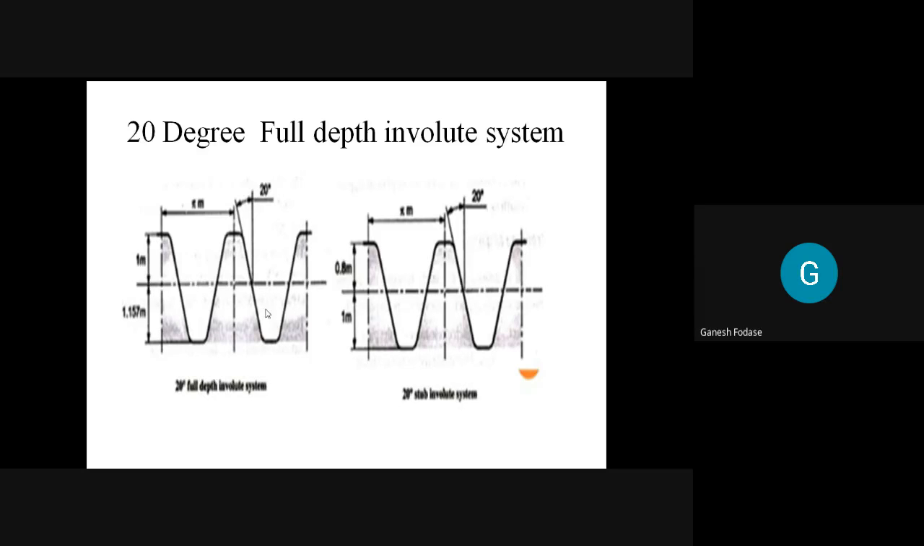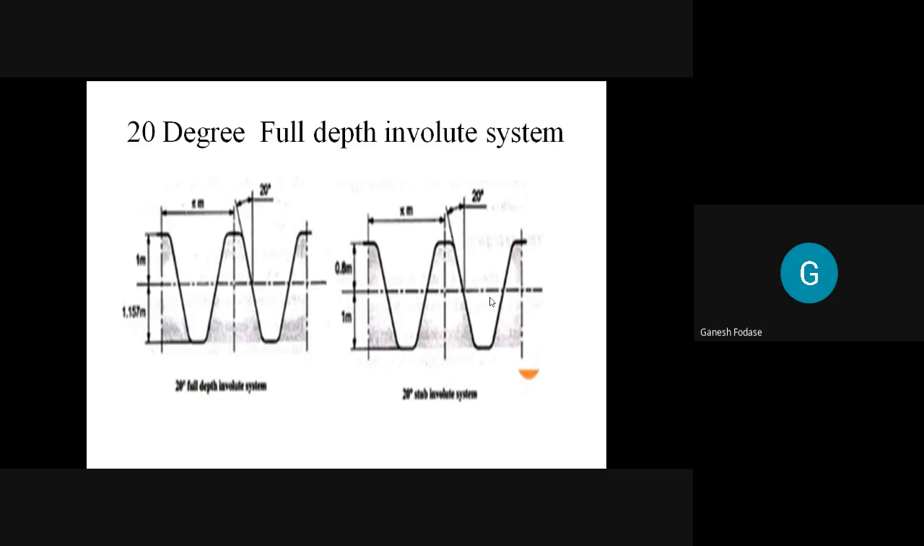1.157 times module. But in order to avoid interference, the teeth are reduced: addendum is reduced by some amount, as well as dedendum. How much is it? Now the 20 degree stub involute system. Stub means modified system. In that system, addendum is 0.8 times module and dedendum is 1 times module. So these are the changes. The first three have the same dimensions, while the last has some change.